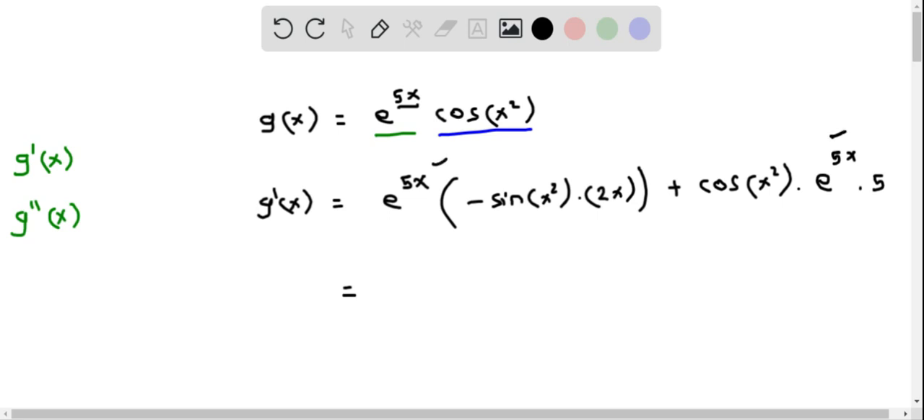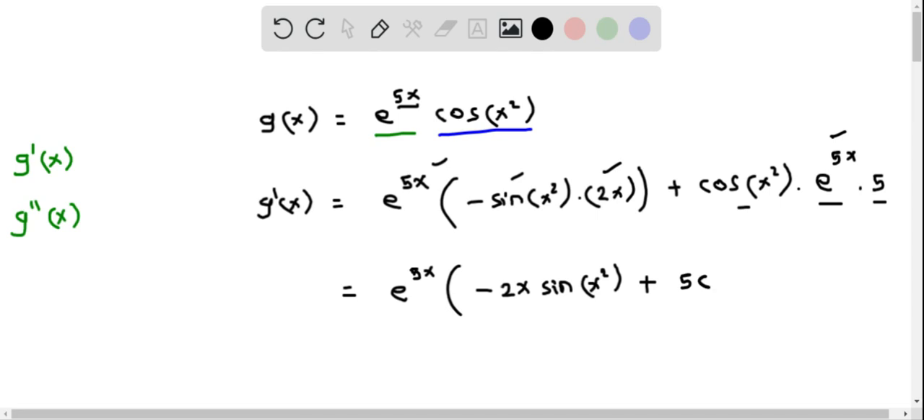So let's simplify this, and this equals, we have e power 5x in both the terms, so I'm going to factor out e power 5x, and that means I can write down this as e power 5x times, this is 2x times negative sine x squared, which gives negative 2x sine x squared, plus we are factoring out e power 5x, so we will have 5 times cosine x squared, which is 5 cosine x squared. And so this is the derivative of g, which is g prime of x.